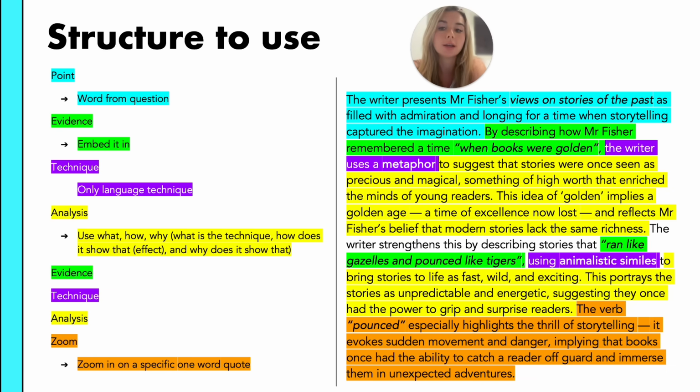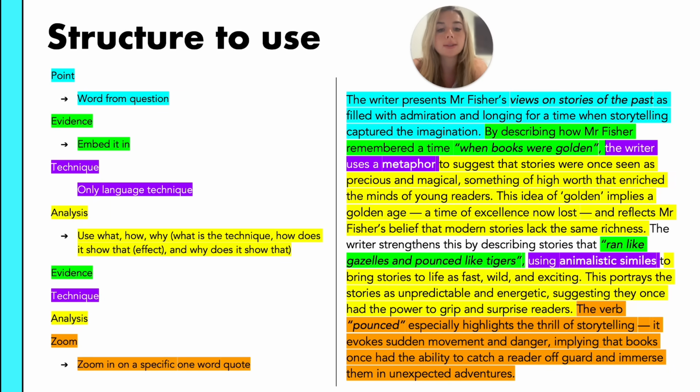And I've really dived into what I meant by that, about the idea of golden and what it illustrates. So you can see I've used my what, how, why. What is the technique? So that is my metaphor. How it shows that, what the effect is, it shows that it's precious and magical. And why it shows that is because golden implies a golden age, and it reflects that he doesn't believe that the modern stories have the same richness. Love it. Amazing. Now we're going to do our second evidence technique analysis. We're going to get another quote, another technique, another bit of analysis.